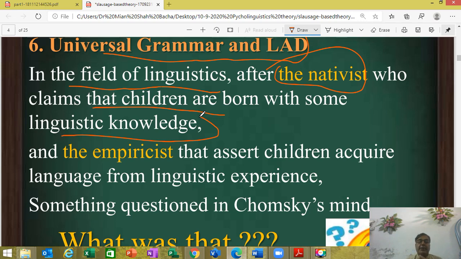All right, and who are the empiricists? Remember, these are terms which quite frequently come up in linguistics. You must have been hearing these terms. The empiricists assert that children acquire language from linguistic experience, from their exposure, something questioned in Chomsky's mind, okay?